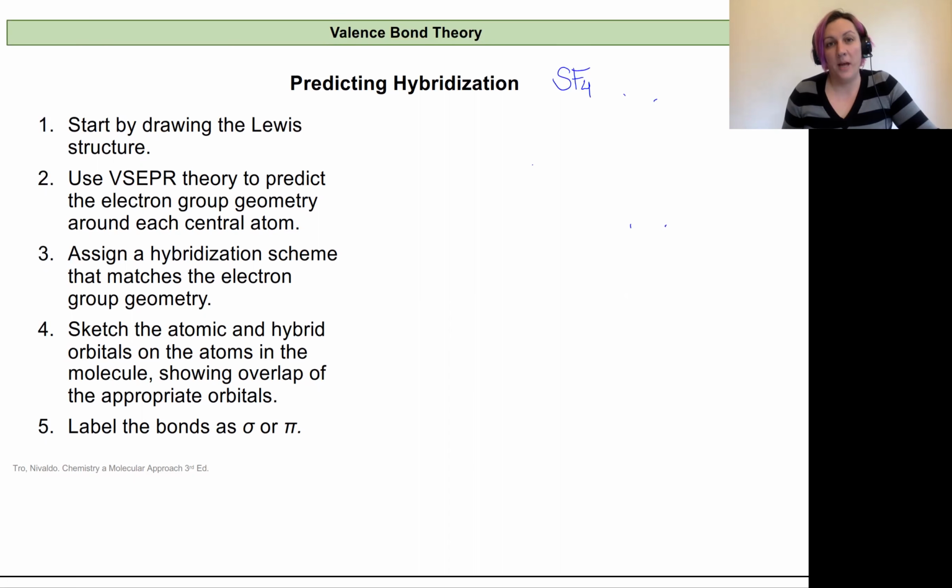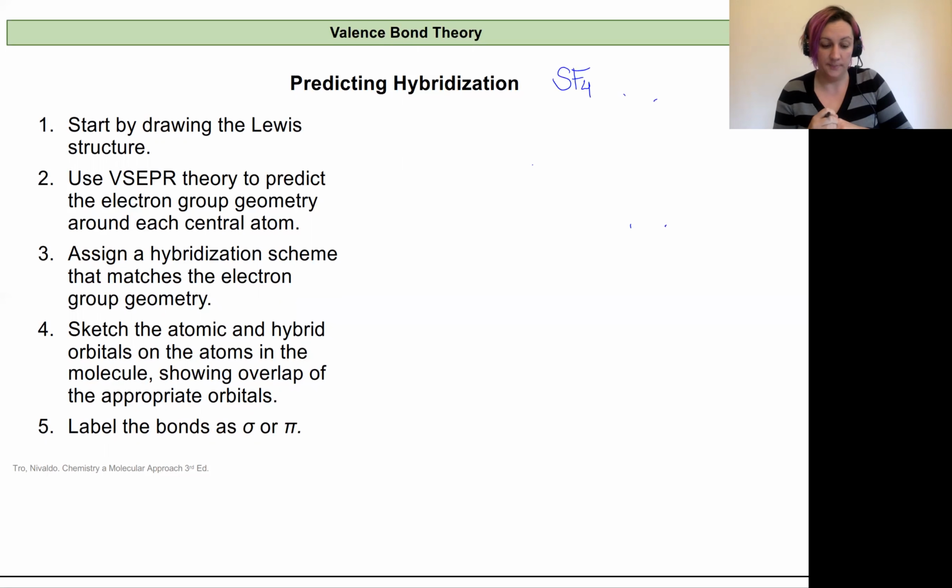In this video, I want to walk through the problem-solving strategy for predicting what these molecules look like using valence bond theory. Now, I have an example I want to walk through while we do this. It's sulfur bonded to 4 fluorines. I want to use this example because it's one of our expanded octet examples from when we learned about Lewis theory and VSEPR theory previously.